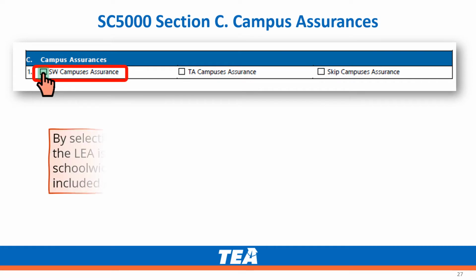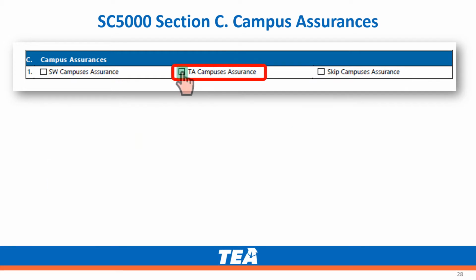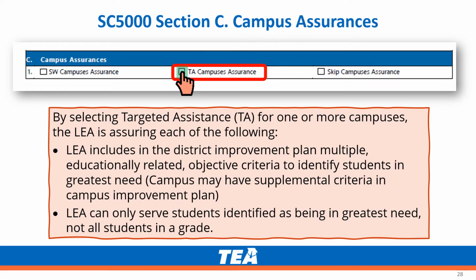By selecting school-wide program for one or more campuses, the LEA is assuring that the campus planned for up to a year to be school-wide, and the elements of a school-wide program are included in their school-wide and/or campus improvement plan. By selecting targeted assistance for one or more campuses, the LEA is assuring each of the following. The LEA includes in the district improvement plan multiple educationally related objective criteria to identify students in greatest need, and the LEA can only serve students identified as being in greatest need, not all students in a grade.